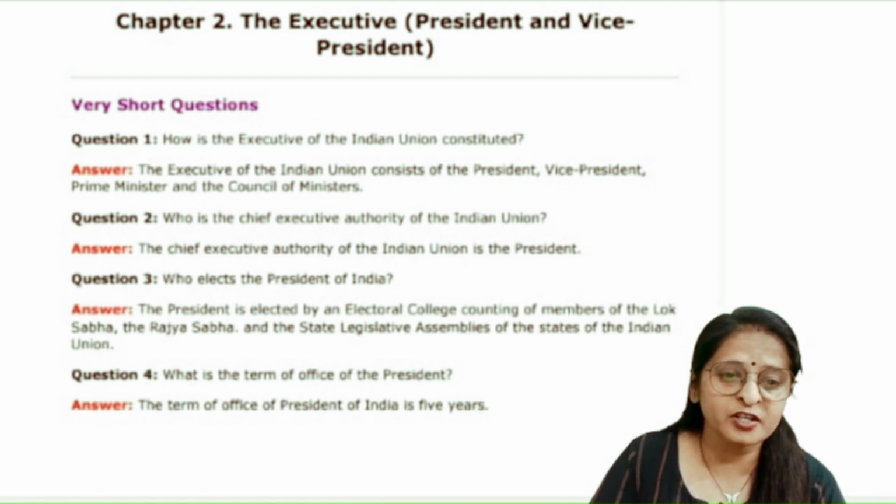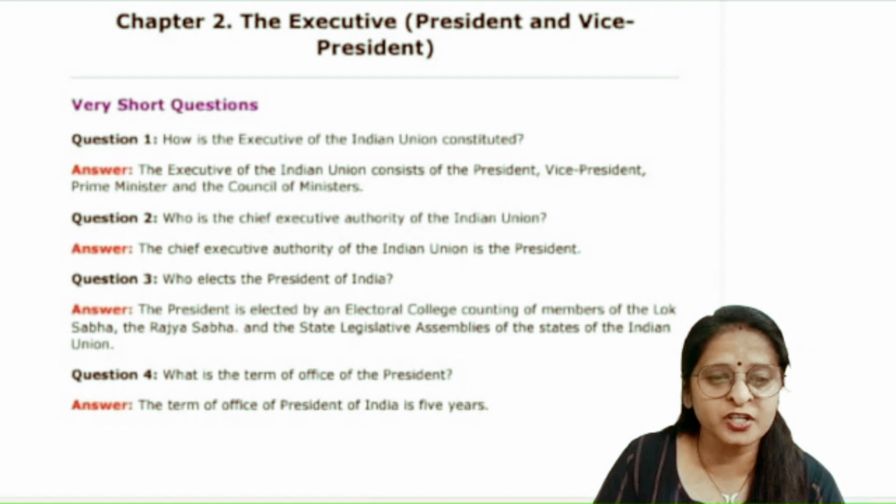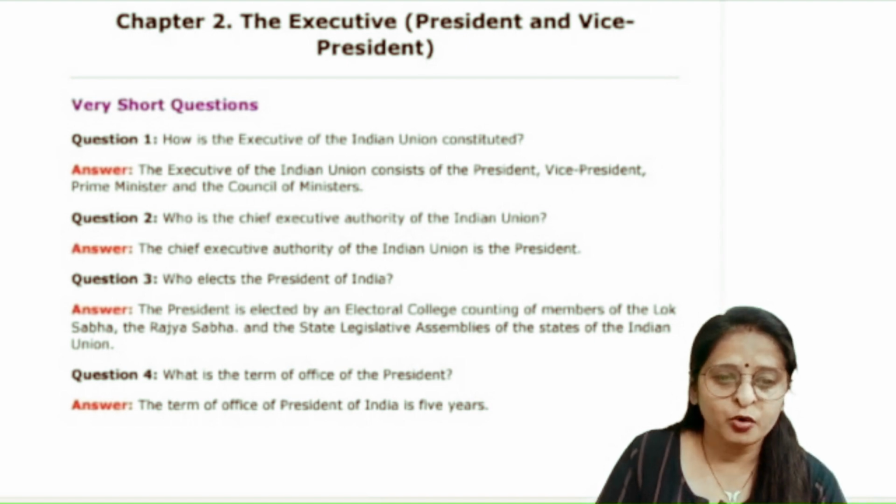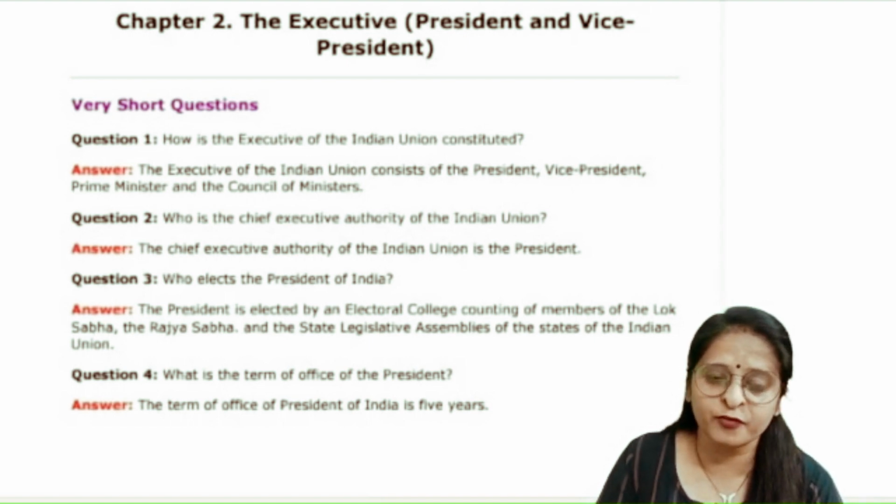How is the executive of the Indian Union constituted? The executive of the Indian Union consists of the President, Vice President, Prime Minister and the Council of Ministers. Next question, who is the chief executive authority of the Indian Union? The chief executive authority of the Indian Union is the President, who is elected by the people of India.